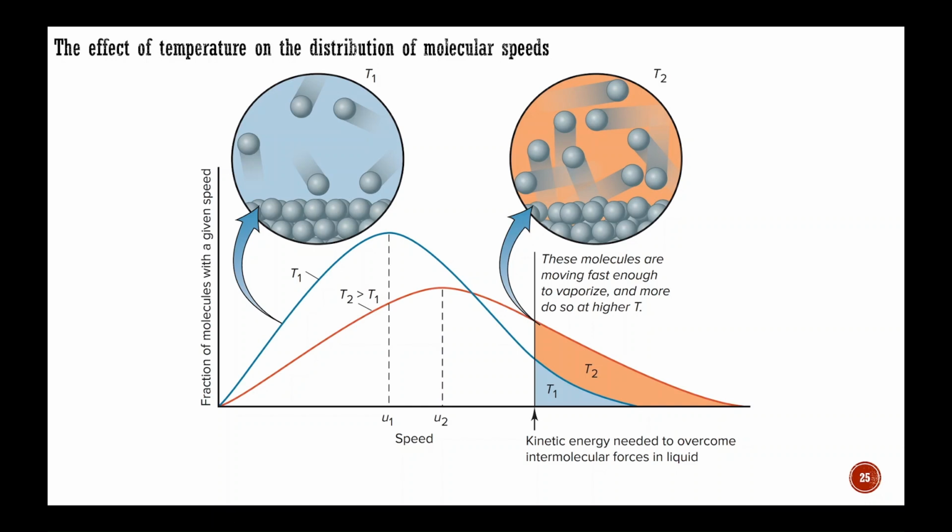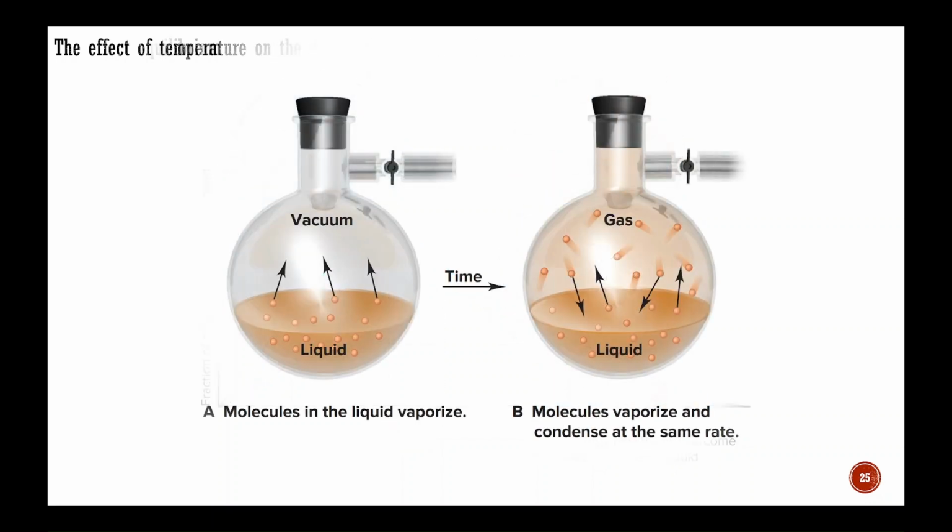If a molecule at the surface of a liquid has sufficient kinetic energy, it can escape from the liquid phase into the gas phase. This phenomenon is known as evaporation or vaporization. For instance, consider the apparatus shown here. As a liquid begins to evaporate, molecules leave the liquid phase and enter the gas phase in the space above the liquid. Molecules in the gas phase can also return to the liquid phase if they strike the liquid surface and become trapped by intermolecular forces.